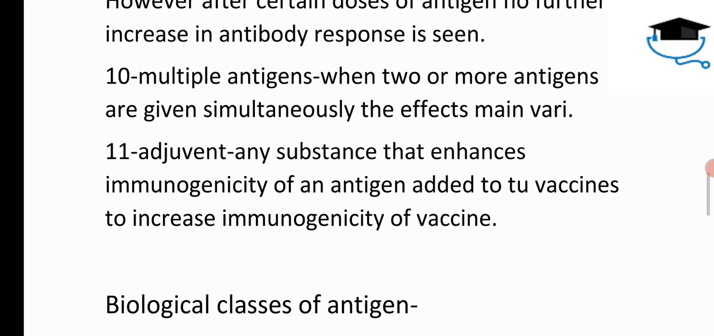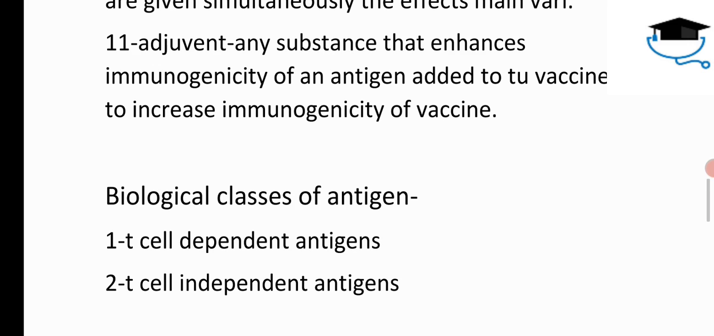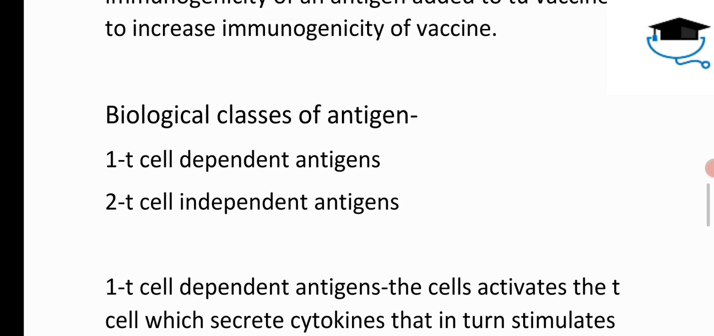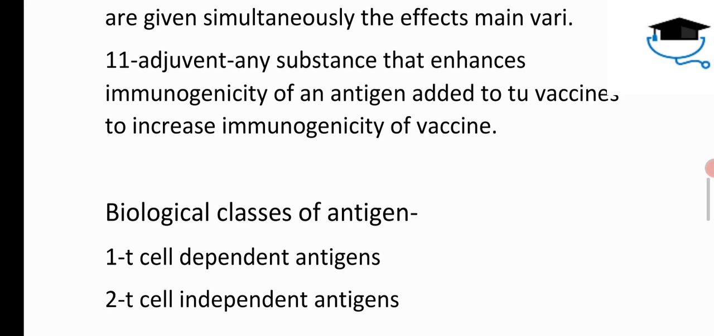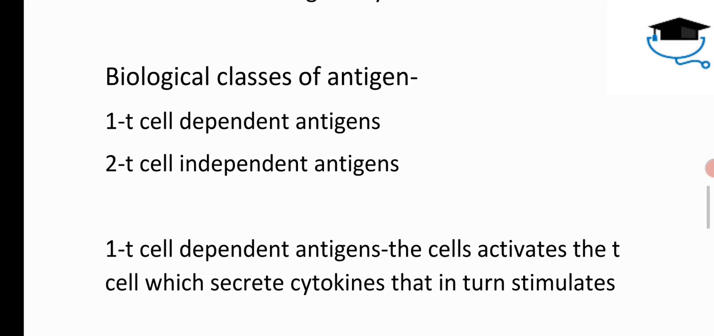Multiple antigens. If two or more antigens are given simultaneously, the effects vary from person to person and depend on the above 9 factors discussed. 11th is the adjuvant. Any substance that enhances immunogenicity of an antigen, which is added to the vaccine to increase the immunogenicity of the vaccine. Okay, so this is all about the factors which affect the immunogenicity, and now we will discuss the biological classes of the antigen. What are the biological classes of the antigen?